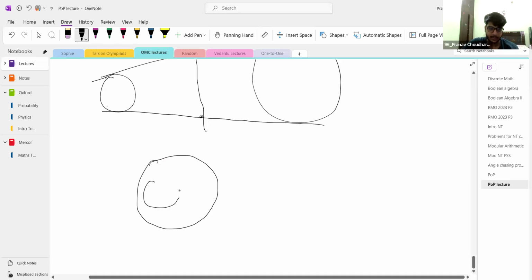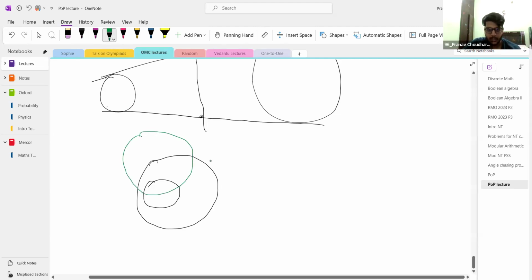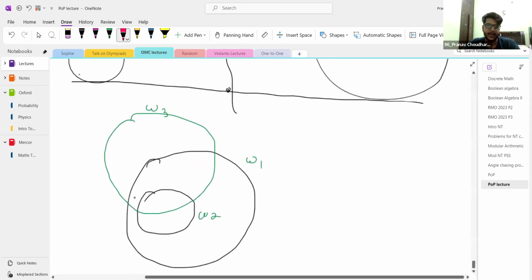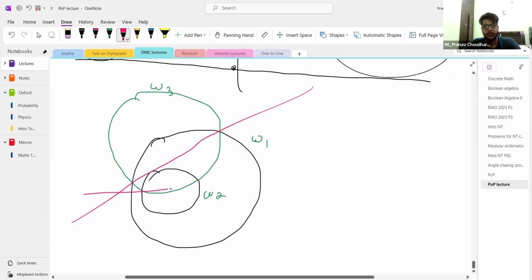When one circle is inside the other circle, I can't draw any common tangents. I don't have common tangents or intersection points, right? So what I'll do is construct some random circle. This is omega 1, omega 2, and this green circle is omega 3. I'll construct circles such that they intersect both of the circles. I know the radical axis of omega 1 and omega 3 is this pink line, right? And I know the radical axis of these two circles as well.